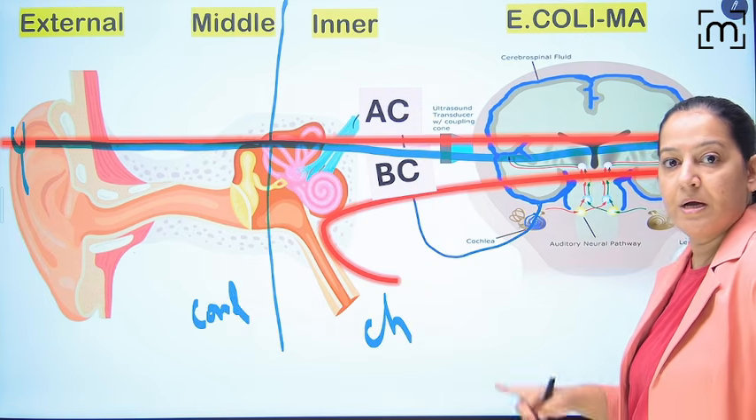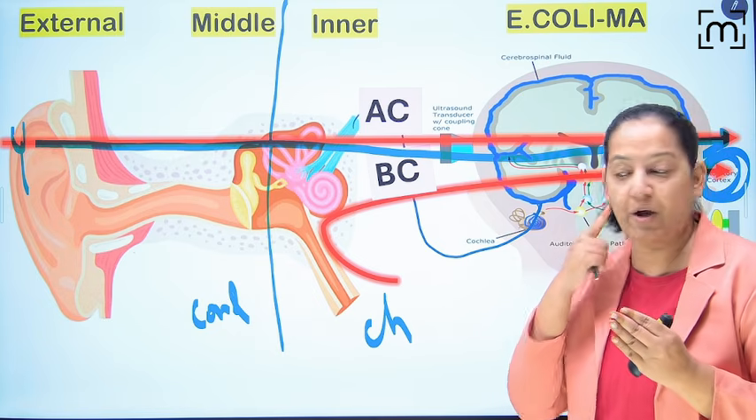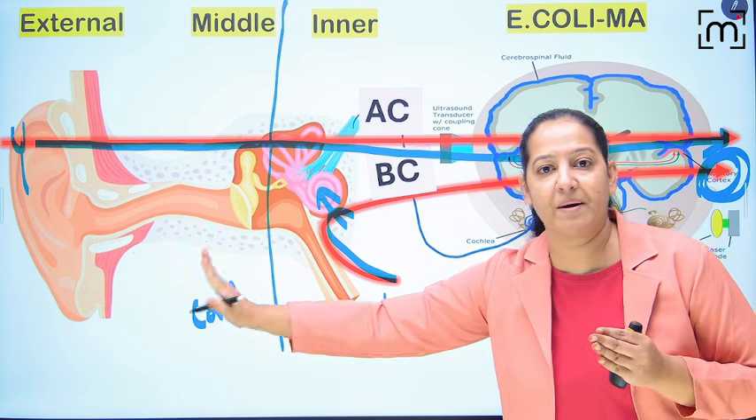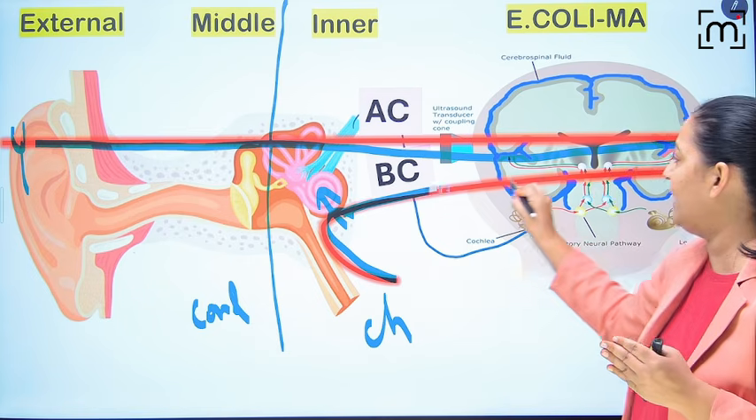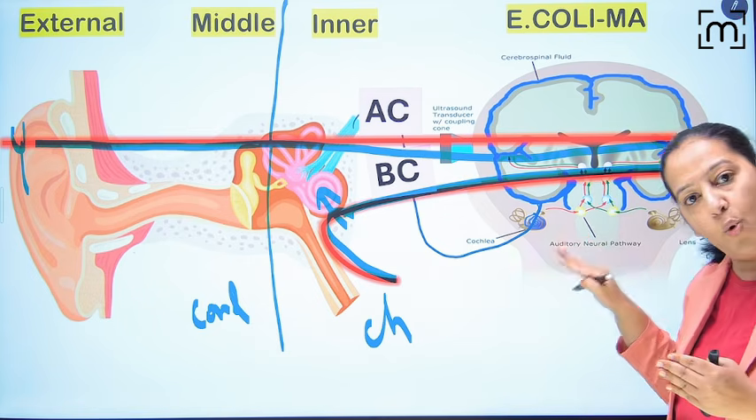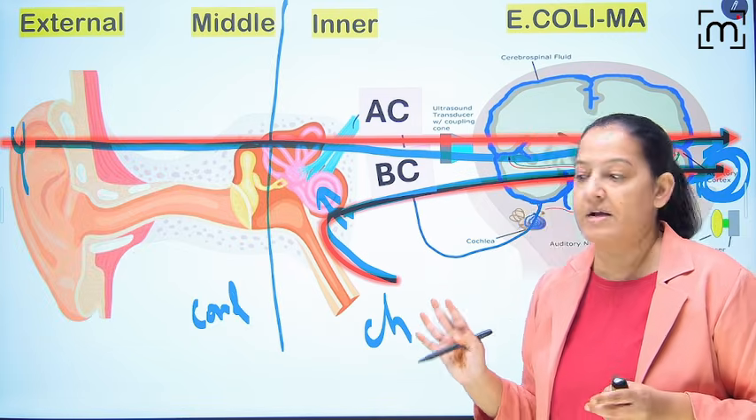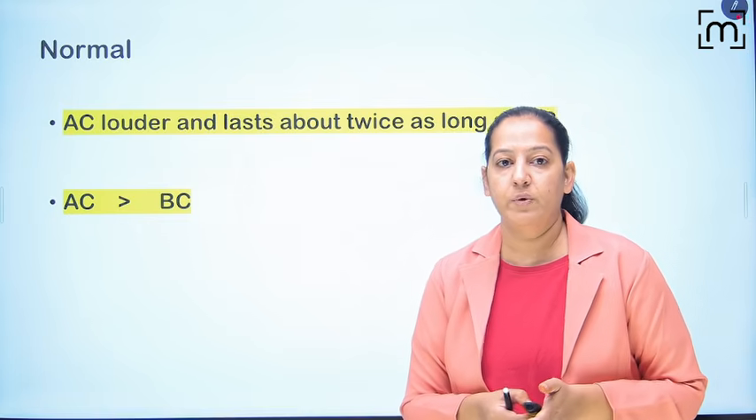We are testing both. But in BC, we are activating the tuning fork and keeping it directly on the mastoid. So it is activating the cochlea directly. We are bypassing the conductive pathway, and it is via the cochlea. It is going to the ecolema. So here we are testing only the cochlear pathway, not the conductive pathway. That's what is written here. This is AC, this is BC. Everyone got it?